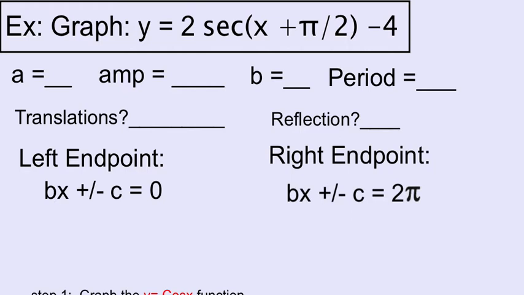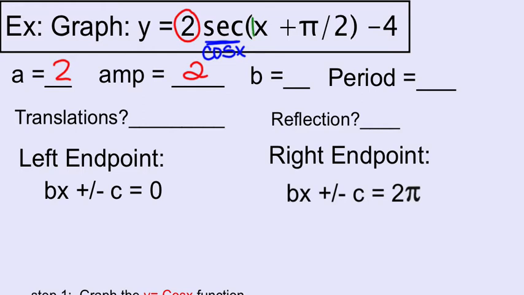Here's the example we're going to graph: y equals 2 secant of x plus pi over 2, minus 4. I'm just going to remember that the inverse is cosine of x. Now let's pull the pieces out. 2. So the amplitude is the absolute value of 2, which is 2.